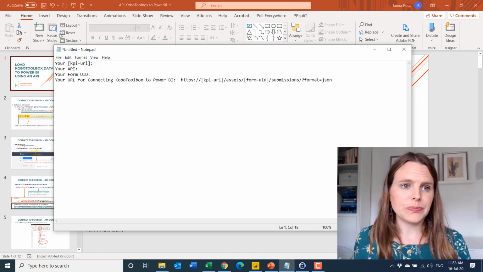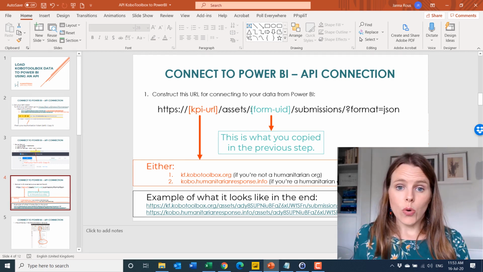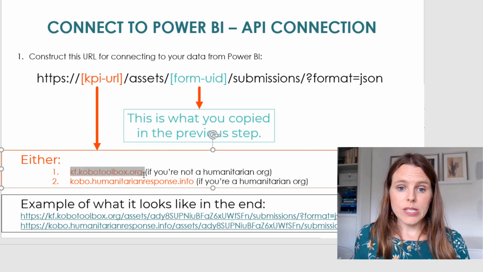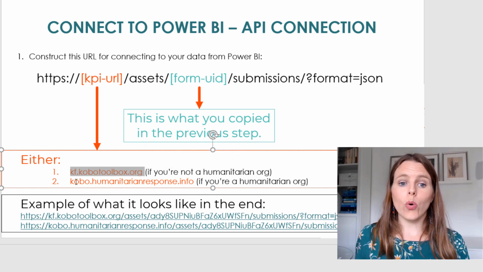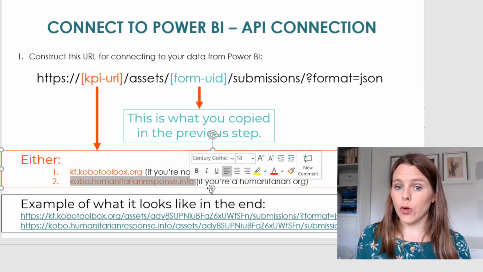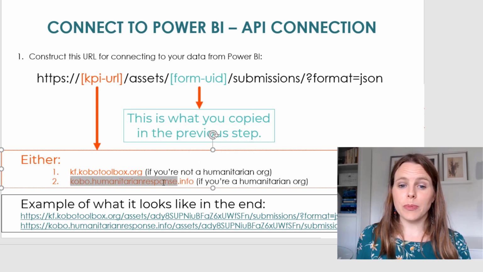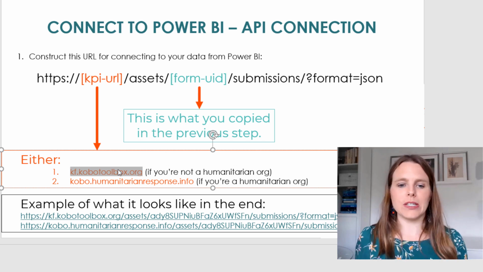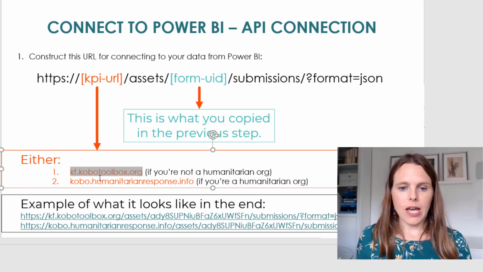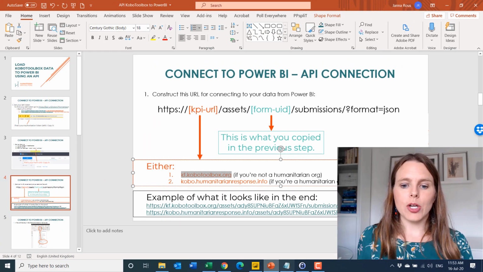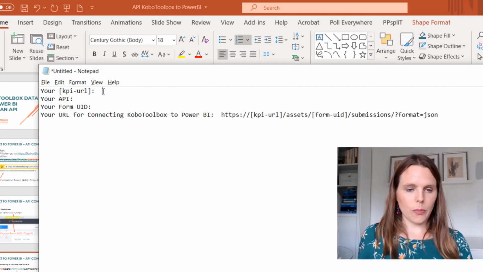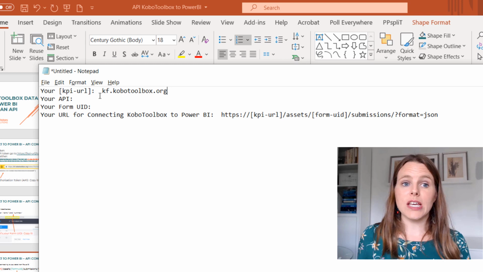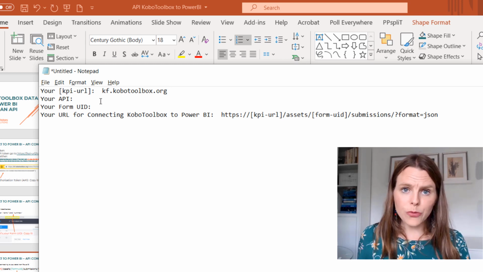So your Kpi URL. Okay, so the very first thing you need to know is, do you use kf.kobotoolbox.org or kobo.humanitarianresponse.info? So if you're a humanitarian organization, you probably use this little one. If you're not a humanitarian organization, you probably use this little one. Try one. If it doesn't work, then try the other. It's no big deal. So I'm going to copy this one directly from this PowerPoint, and I'm going to go into my notepad and I'll copy it here. So that's my Kpi URL component. If you're a humanitarian organization, then copy the other one from that PowerPoint.